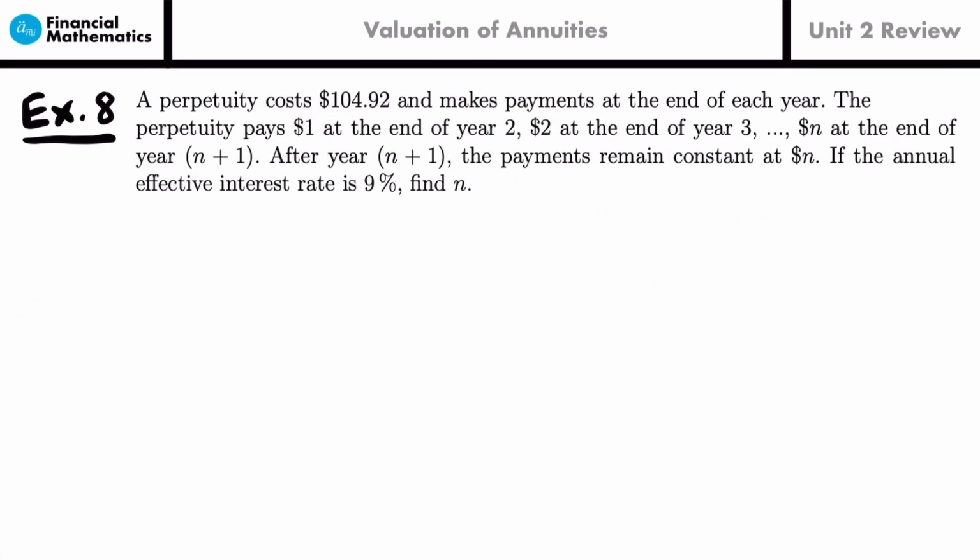All right, so here's our 8th example problem. This is also the last example problem for this Unit 2 review. We have a perpetuity that costs $104.92 and makes payments at the end of each year. The perpetuity pays $1 at the end of year 2, $2 at the end of year 3, and then that continues on until we have n dollars at the end of year n plus 1. After year n plus 1, the payments remain constant at n dollars. If the annual effective interest rate is 9%, find n.